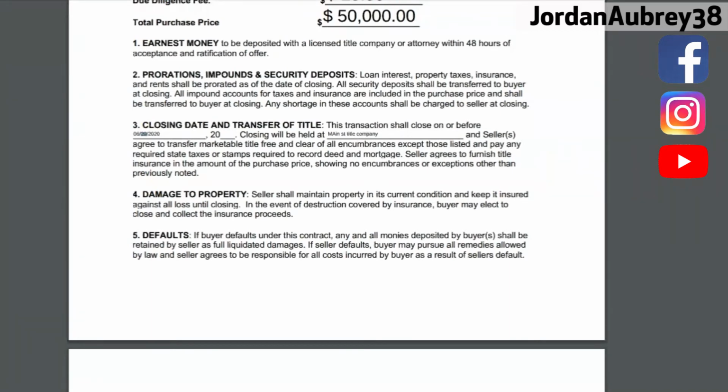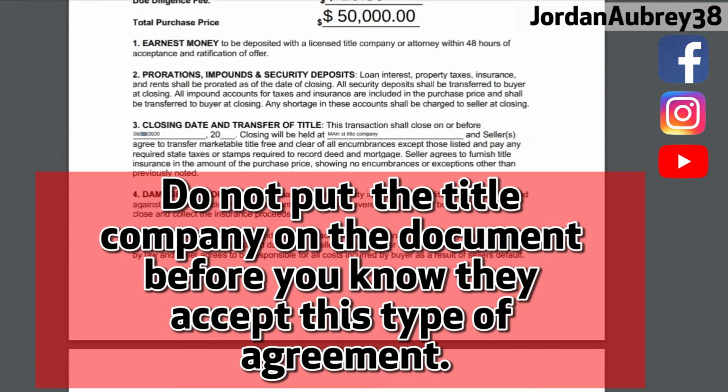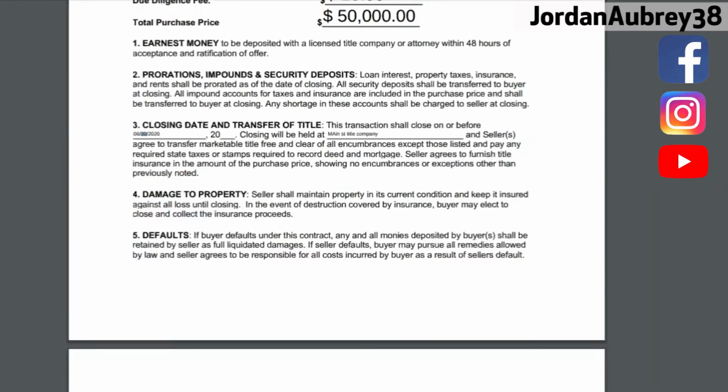If you don't have a title company yet, do not put one in that line. Say I was going with Main Street Title Company, but I went there and they didn't accept this agreement. They're going to say, oh, well, you got to get an amendment switching over to another title company. For whatever reason, if you don't have a title company, don't do this, because that can backfire tremendously on you. So before you have a title company, please do not put one in there.